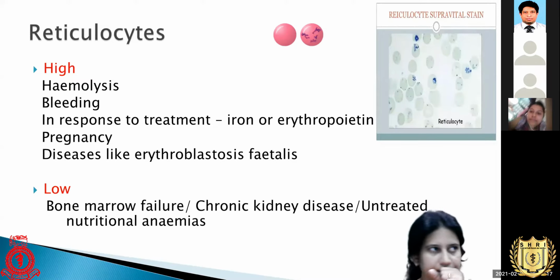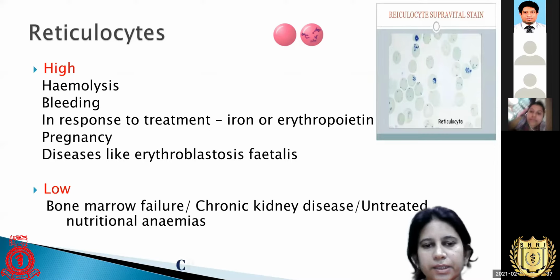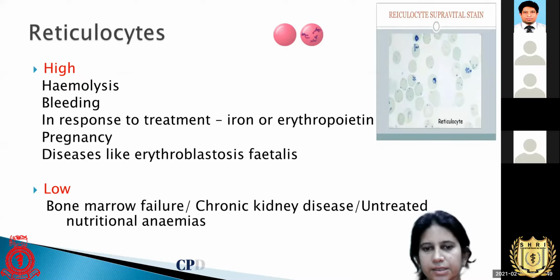So reticulocytes, these are the reticulocytes. When you see them under the microscope, they are bluish in color. They are high in hemolysis, bleeding, in response to treatment with iron or erythropoietin, in pregnancy, and in diseases like erythroblastosis fetalis. So there is increased production, overproduction of NRBCs, releasing reticulocytes into the circulation. And this is low in bone marrow failure, CKD, untreated anemias.